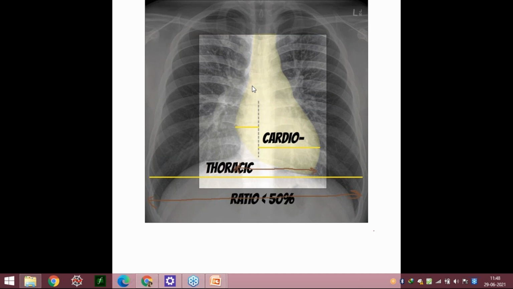Right border is still not very clearly marked. You cannot demarcate. Obviously, you can just have a rough idea that this part is the SVC, this is the right atrium, and the lower aspect would be the IVC. The more clear markings are on the left side. So if we ask on the left side, what does the left heart border comprise of? Start from the top. Be systematic.